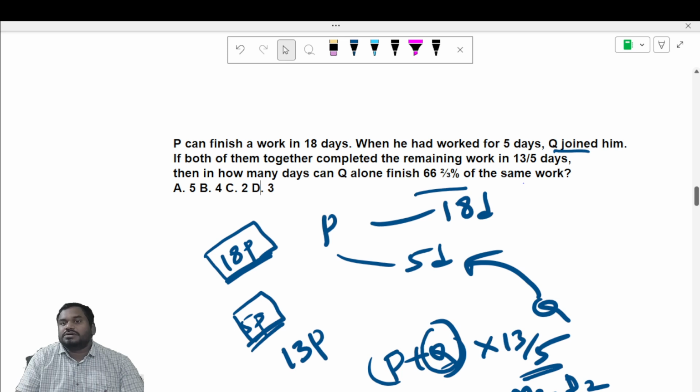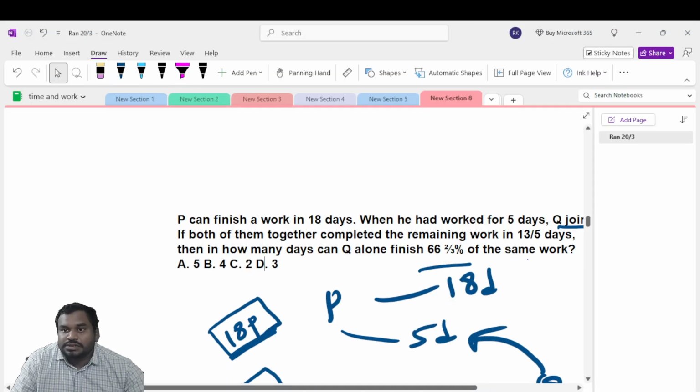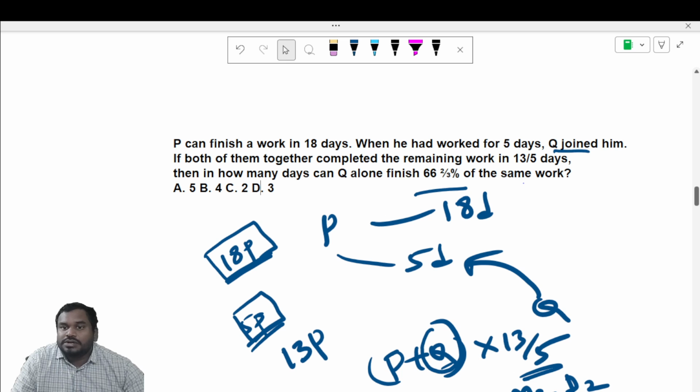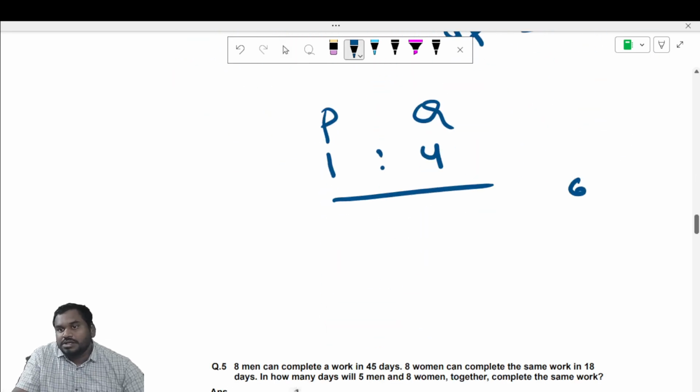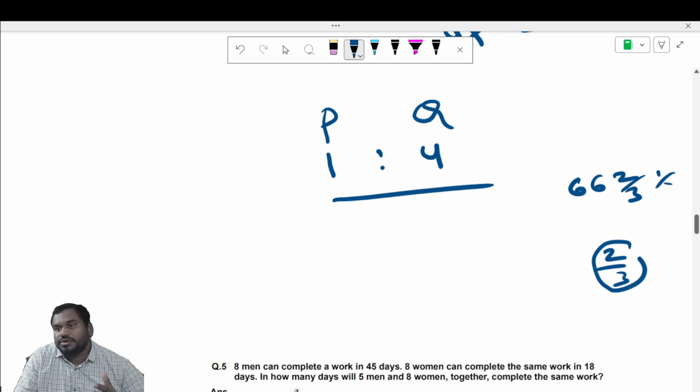Both of them together completed the remaining work. So then in how many days can Q alone finish 66 2 by 3 percent of the work? 66 2 by 3 percent means simply it is 2 by 3 only. I told you in percentages: 66 into 3, 198, plus 2, 200 by 3. But to remove percentage, multiply by 1 by 100. So 100 gets cancelled, 2 by 3 will be remaining.